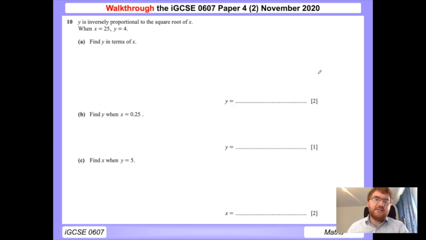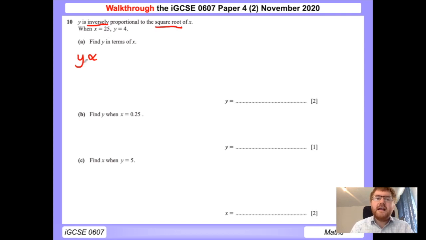So let's get started. So y is inversely proportional to the square root of x. I'm underlining the key information here. And then we're given some initial conditions, which we'll use later, and we want to find y in terms of x. So we're going to write down our proportionality statement. As soon as I see the word proportional, I think proportionality statement. And let's go through this carefully.